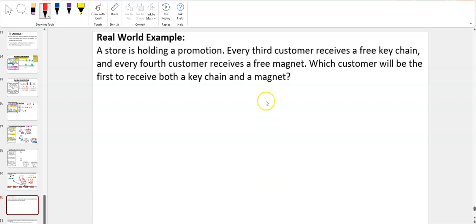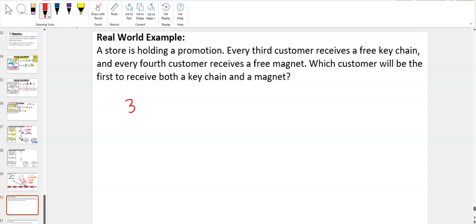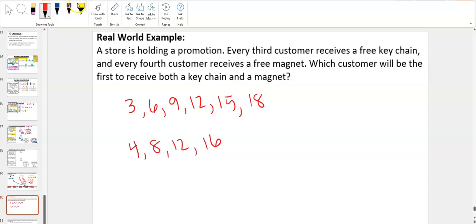So I'm basically going to find the least common multiple of 3 and 4, and that's going to be my answer. Okay, so I'm just going to use the listing method because it's small enough and I don't feel like making a number line right now. So I'm going to skip count by threes: 3, 6, 9, 12, 15, 18, and then I'm going to skip count by fours: 4, 8, 12, 16. Oh, look, I already have one in common: 12 and 12. So the 12th customer will be the first one to receive both a keychain and a magnet.